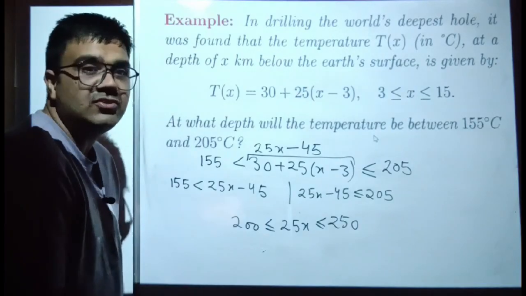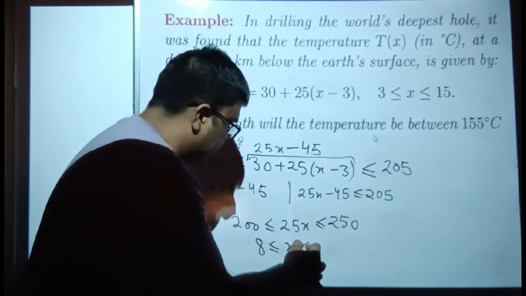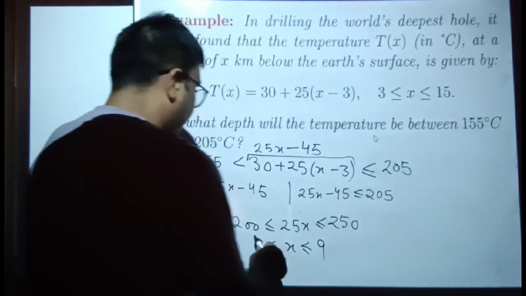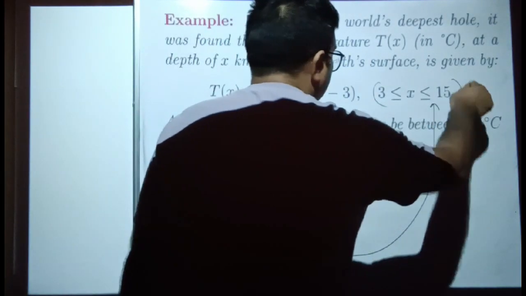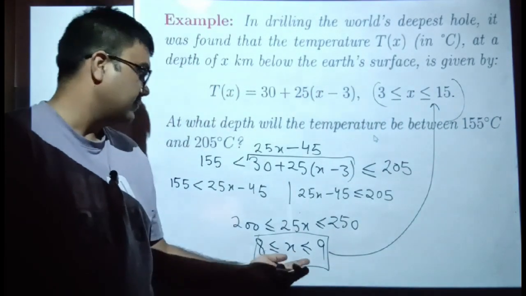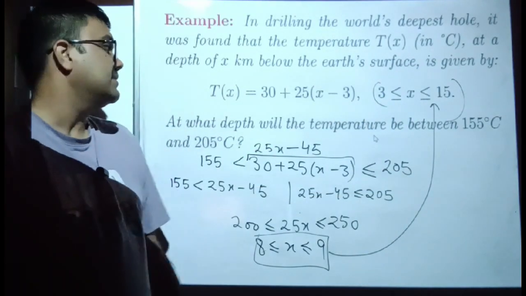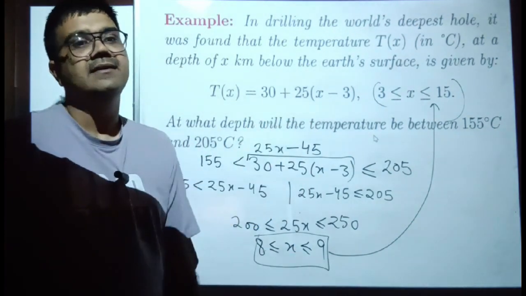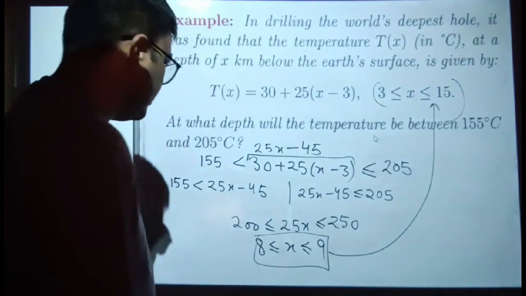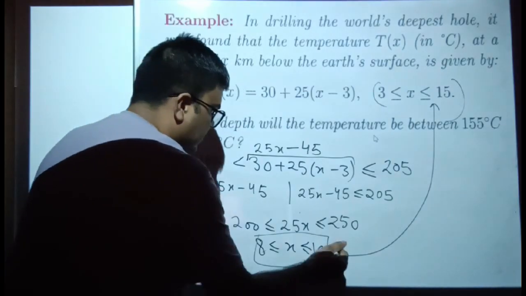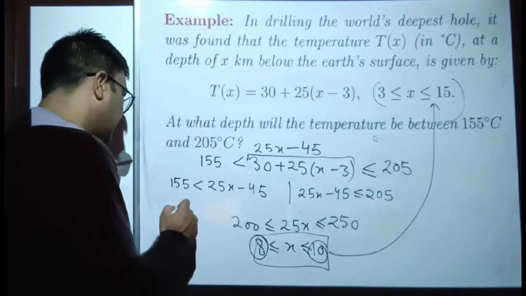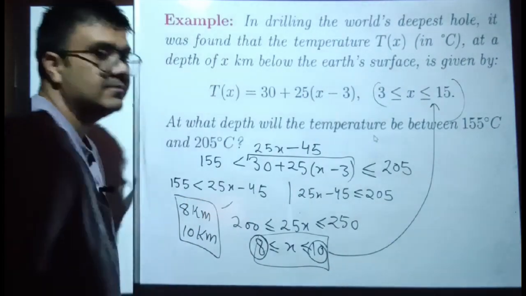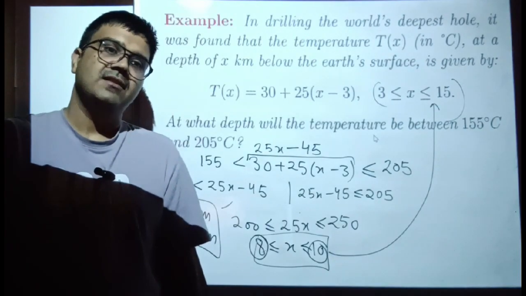Dividing by 25, the possible values of x are 8 ≤ x ≤ 10. This is not 9, it is 10. The given range of x is from 3 to 15, and these values lie within it. So the required depth at which the temperature will be between these values is when x is between 8 kilometers and 10 kilometers.